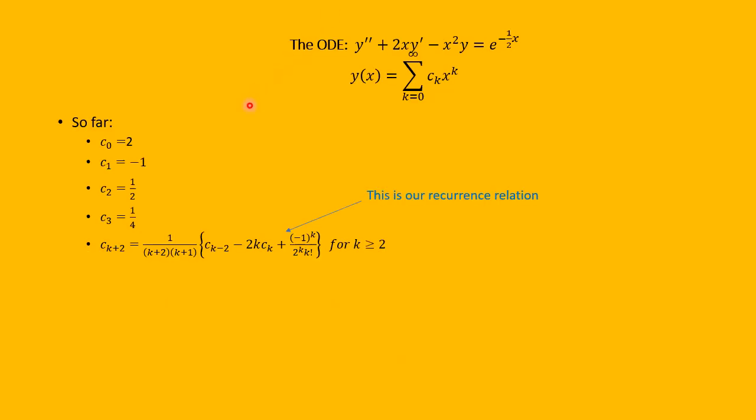So here's what we have seen so far. We have this differential equation equals e to the minus 1/2 x. We're going to look at power series of this form, and we found out from the initial value problem that C0 was 2, C sub 1 was minus 1, C sub 2 was 1/2, C sub 3 was 1/4, and this equation here is our recurrence relation.